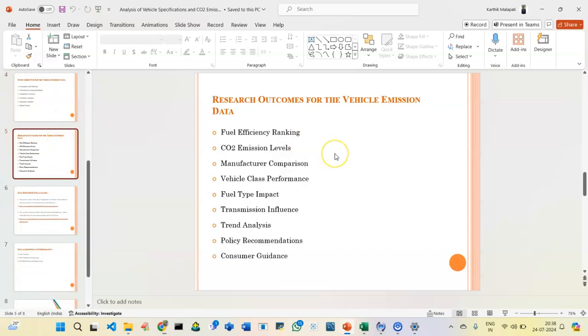So the research outcomes for the vehicle emission data. The first one is fuel efficiency ranking. Here we can identify the ranking of vehicle models based on their fuel efficiency in both urban and highway sectors. The data will highlight which models consume less fuel and provide higher mileage per gallon.